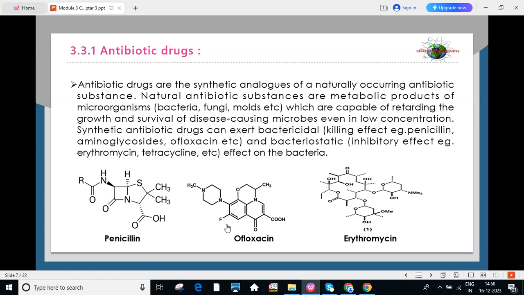Synthetic antibiotic drugs can exert bactericidal and bacteriostatic effects on the bacteria. Bactericidal means killing effect. For example, penicillin, aminoglycosides, ofloxacin, etc. Bacteriostatic means inhibitory effect. Example, erythromycin, tetracycline, etc. So these are penicillin, ofloxacin, erythromycin.